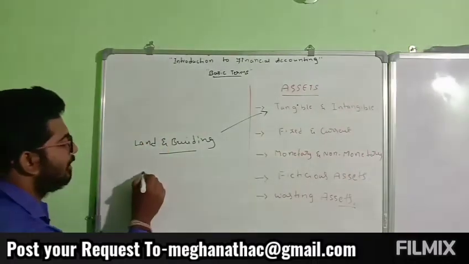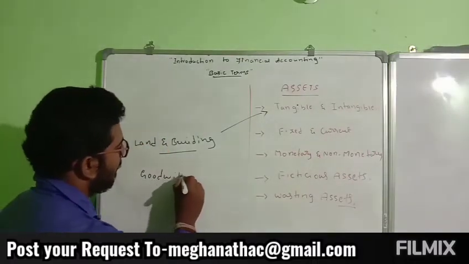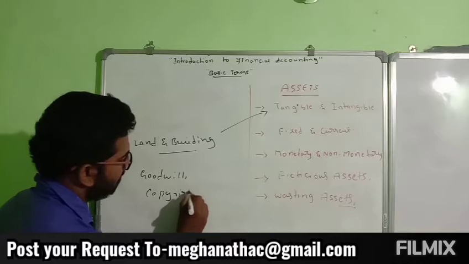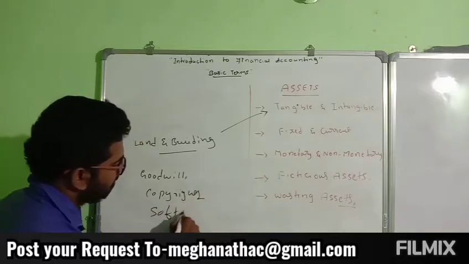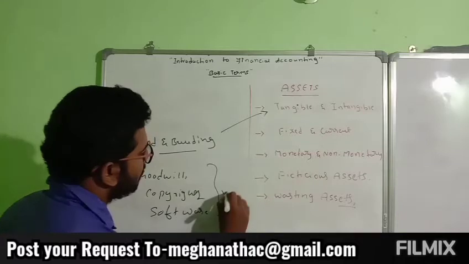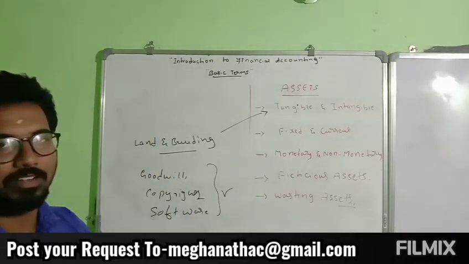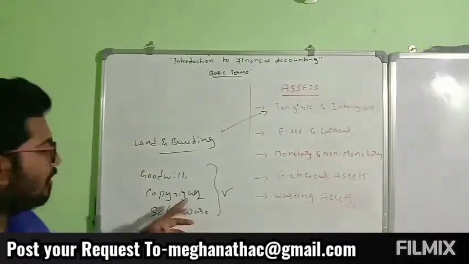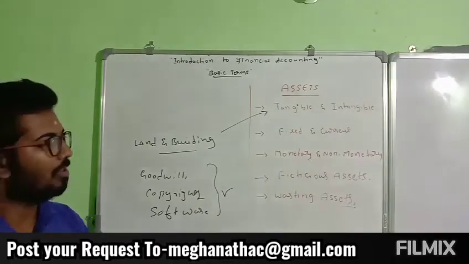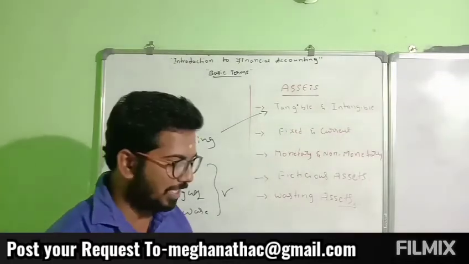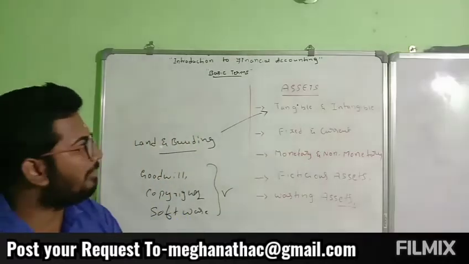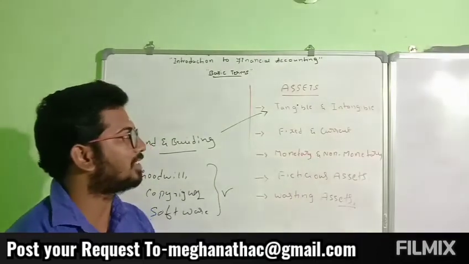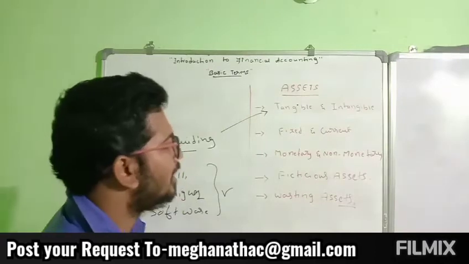For example, you can take goodwill, copyrights, software. You can observe, we can talk about the company's goodwill, but we cannot see it. It is only visible in the form of numbers. We cannot see and we cannot touch it. Copyrights and software are also like this. These are things we are not able to see and touch. Those kinds of things which do not have any physical existence, we call intangible assets. That is what we call tangible and intangible assets.